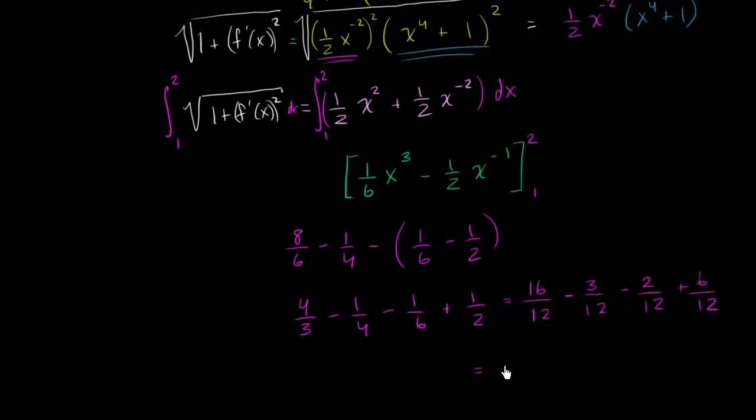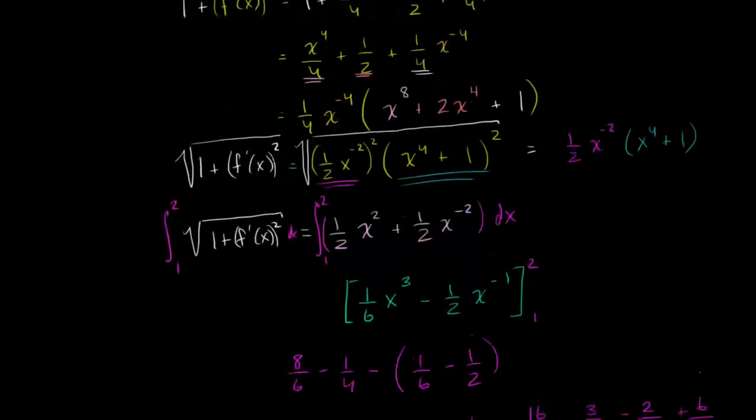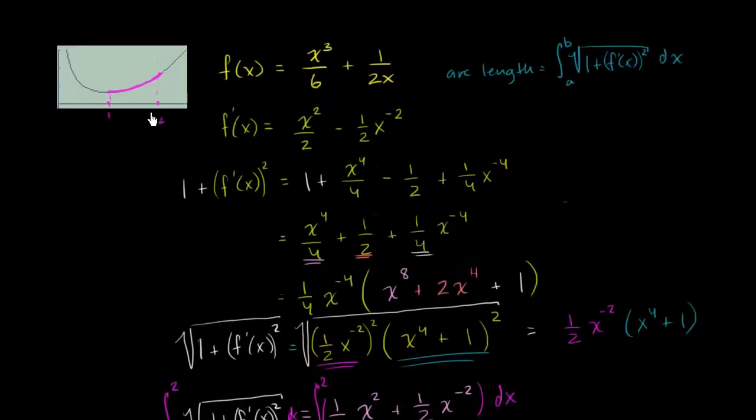I think we deserve at least a little mini drum roll right over here. So 16 minus 3 is 13, minus 2 is 11, plus 6 is 17. So there we have it. The length of that arc along this curve between x equals 1 and x equals 2 is 17 twelfths. And we're done.